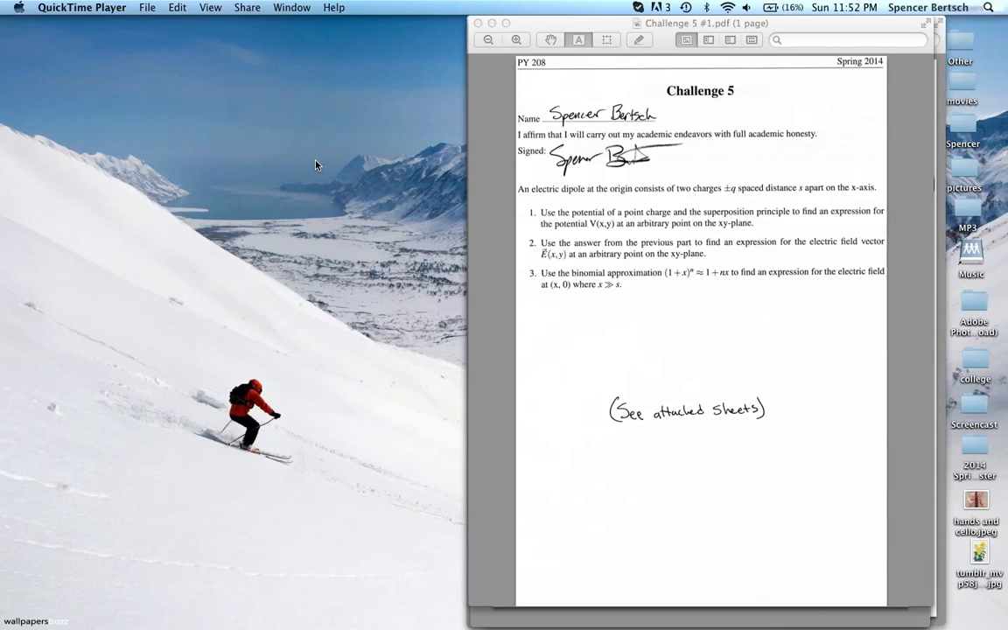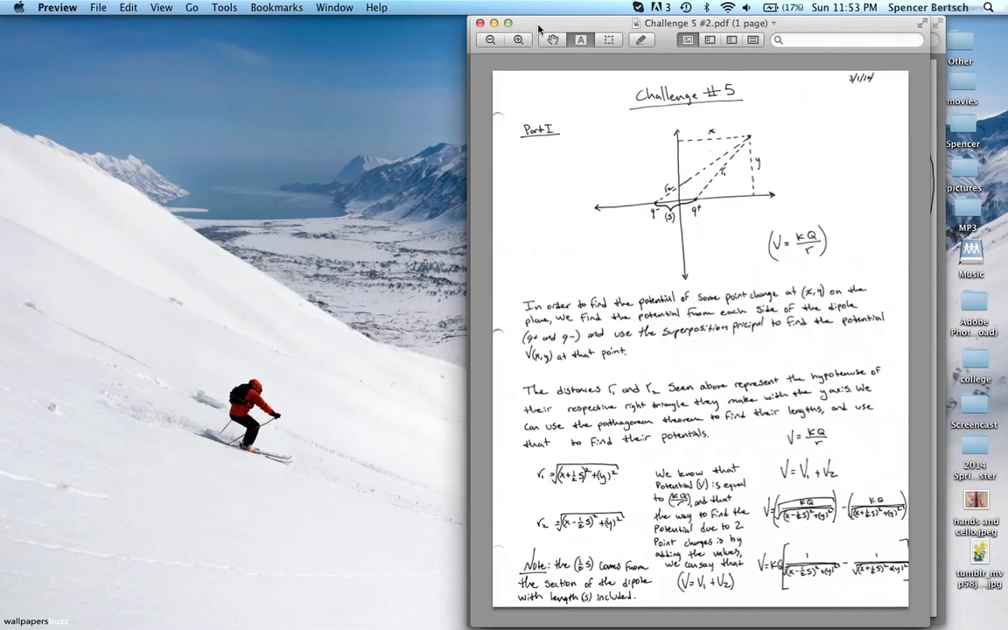Challenge problem number 5. Basically, the first thing that I did in challenge problem number 5 was to lay it out visually. So I drew the problem that it asks in part 1, which is basically to find the electric potential due to a dipole that's set at the origin. So I found some arbitrary point.